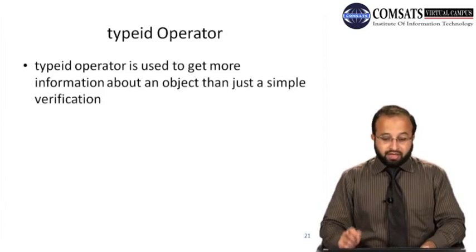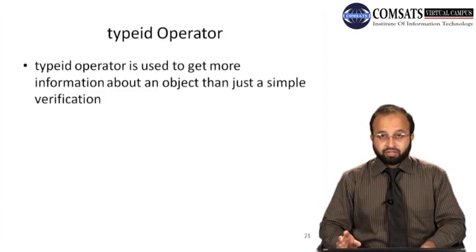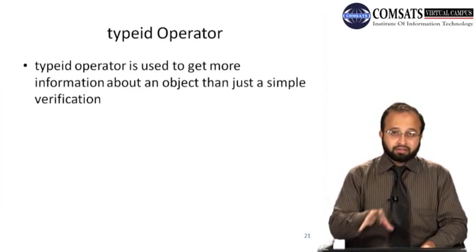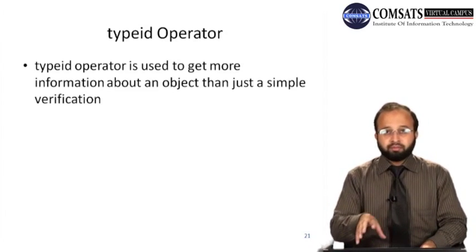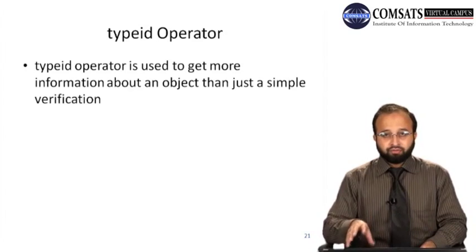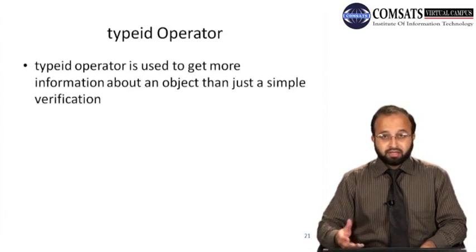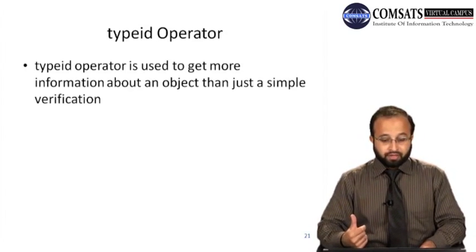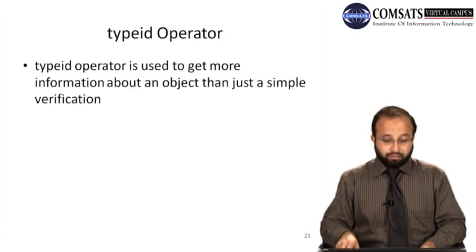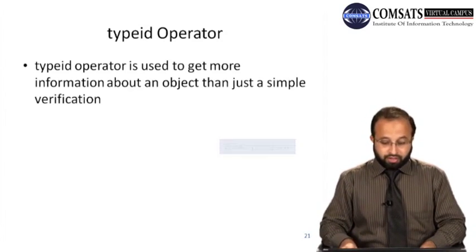So the next thing is the type ID. The type ID operator is used to get more information about an object than just simple verification. So far we have seen simple verification, where you verify that the object belongs to a particular class, from Drive 1 class, Drive 2 class, or Drive 3, or you did type conversion in it. So type ID provides some more information about an object.